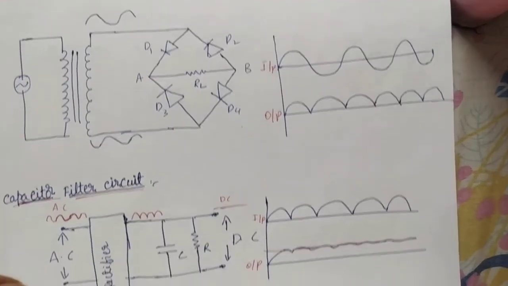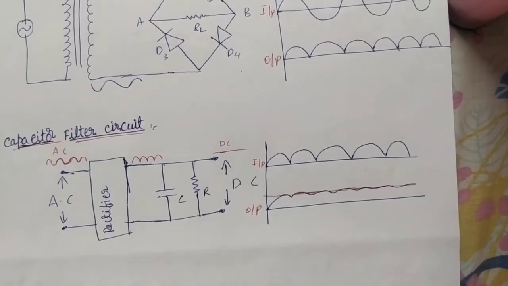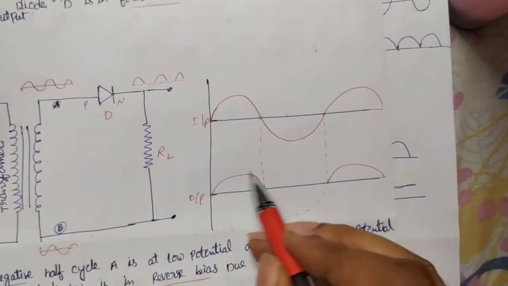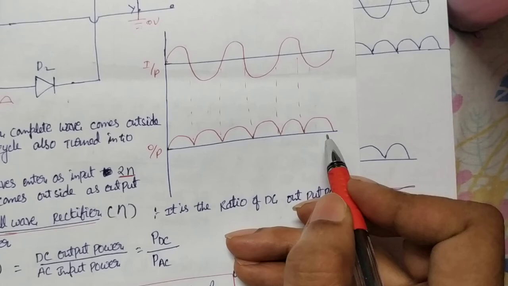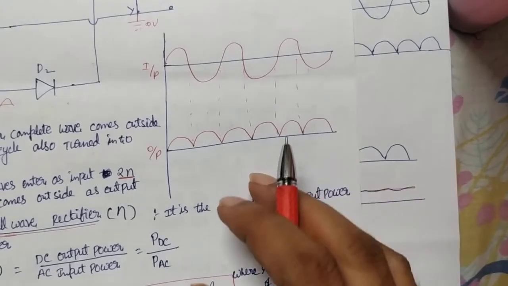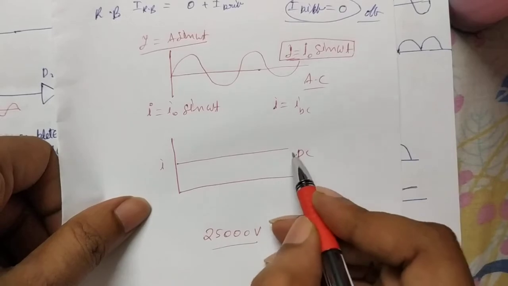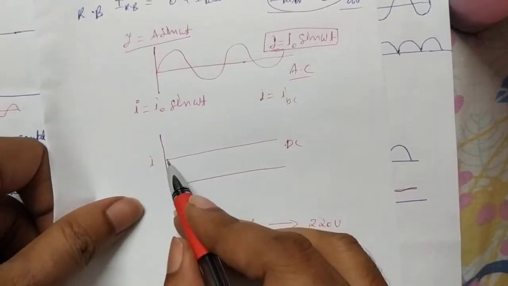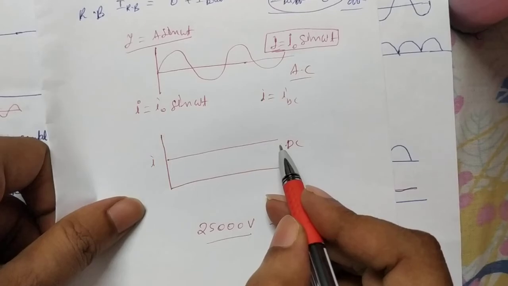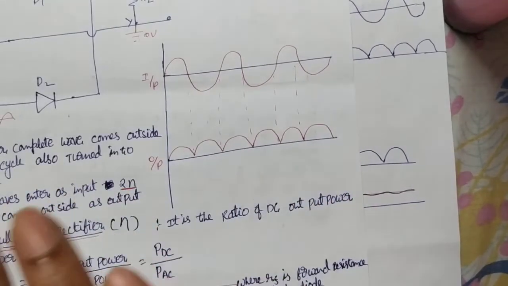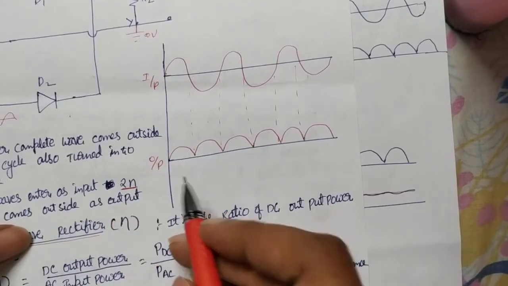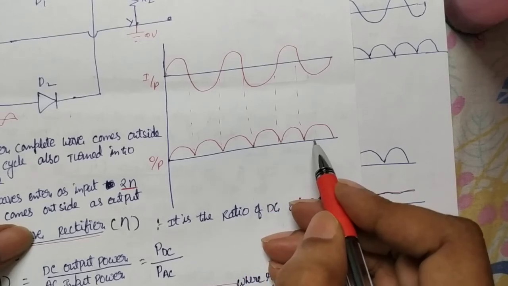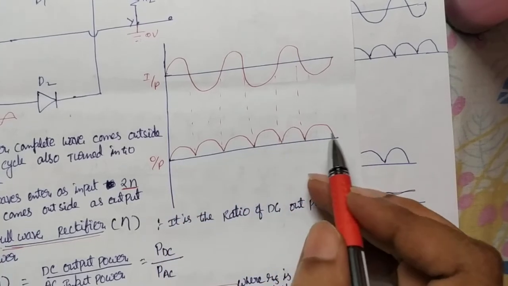Now let's see the capacitor filter circuit. Whatever the output of a half wave rectifier or a full wave rectifier, we can't say that it is DC current. DC current means we should get a constant output, a straight line like this. This is AC and this is DC. We should get a constant current outside. The full wave and half wave rectifiers somewhat convert AC into DC, but they are not able to convert completely. Still the current is changing here. So to make it constant current, they use filters.